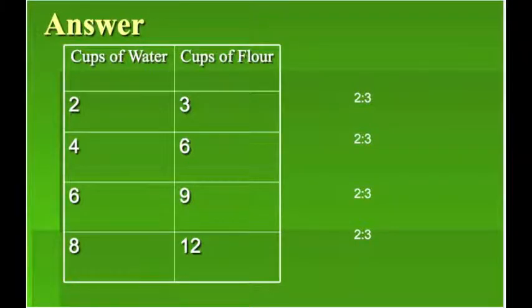So if you make a ratio table, your title should be cups of water to cups of flour, and you will start with the 2 to 3 that they gave you. What does the ratio mean? For every 2 cups of water, there are 3 cups of flour. Every time we have a set of 2 cups of water, we need to have a set of 3 cups of flour.